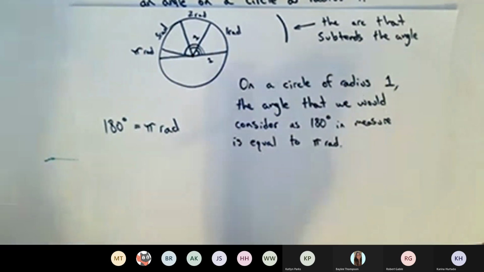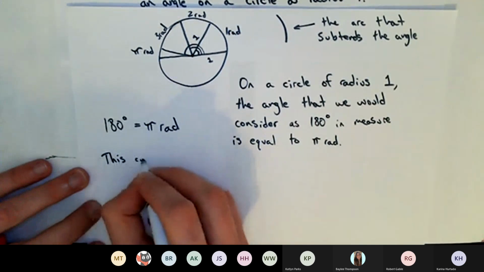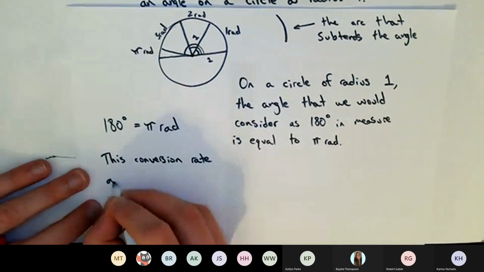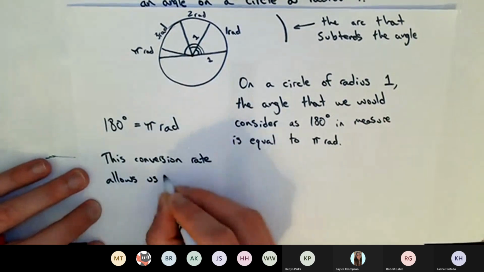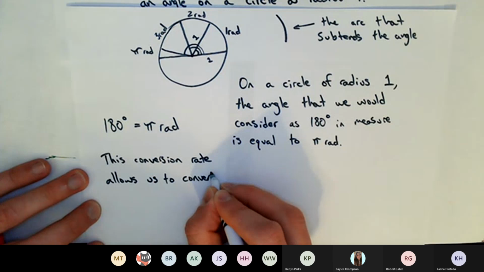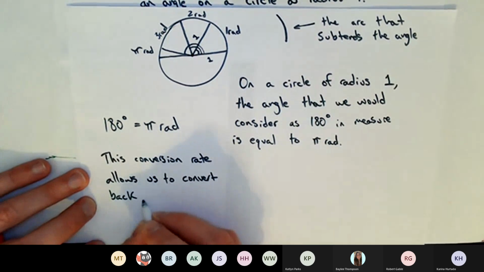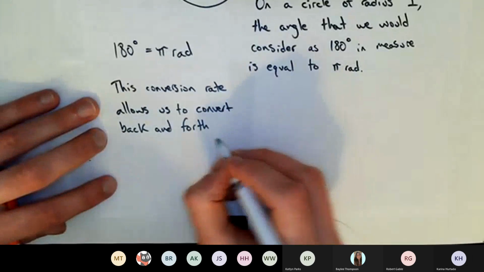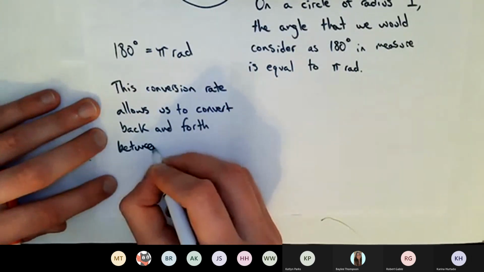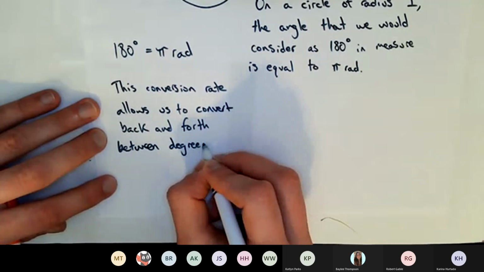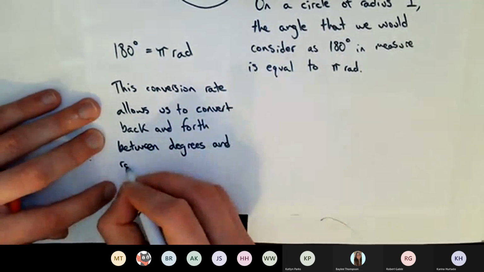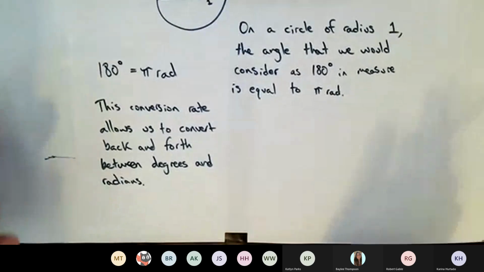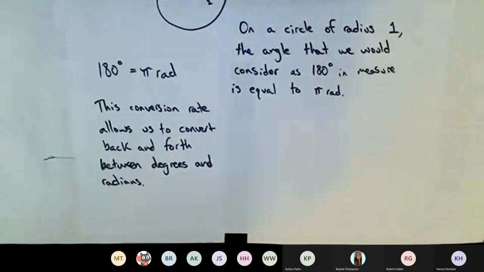This conversion rate allows us to convert back and forth between degrees and radians. Okay, so let's get into some examples.